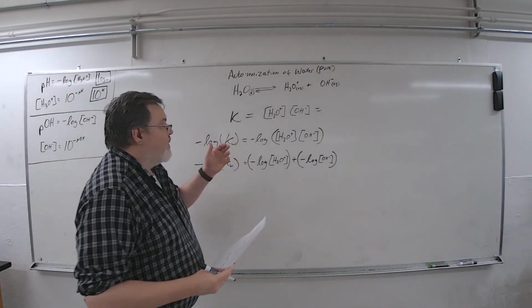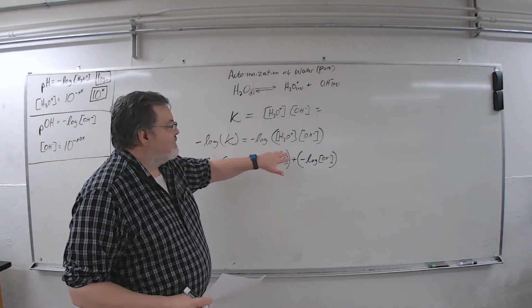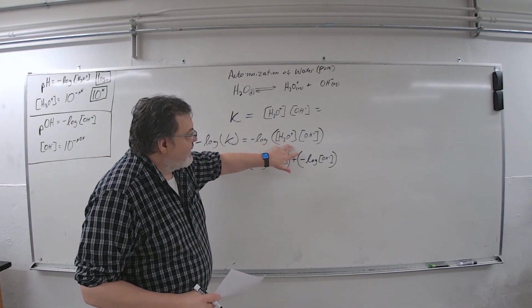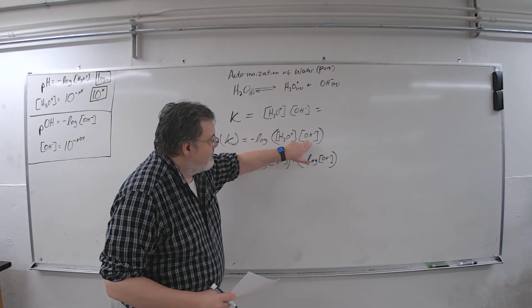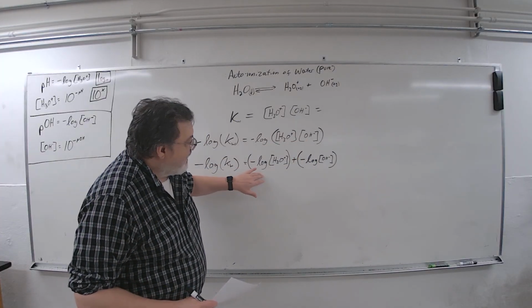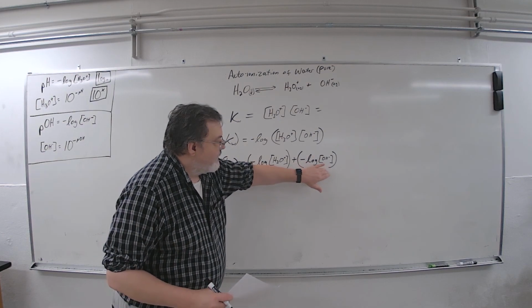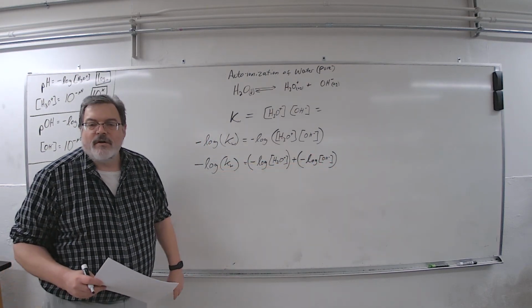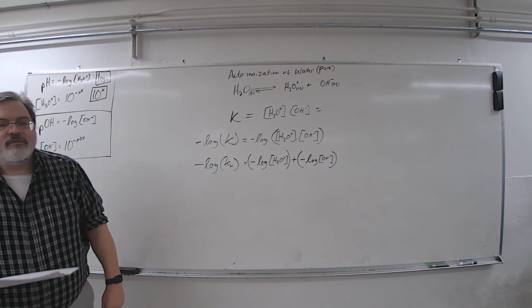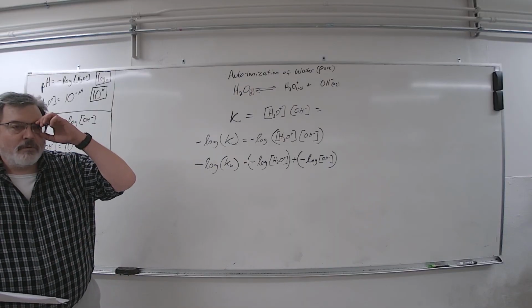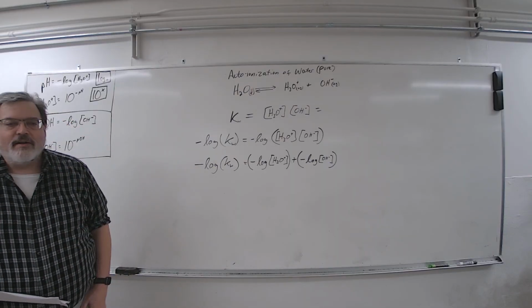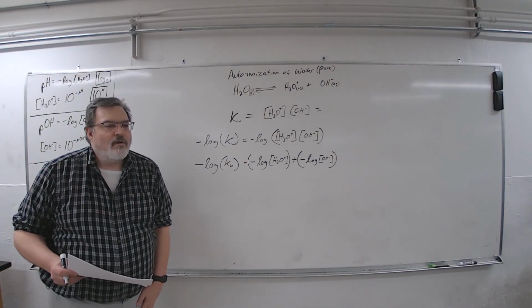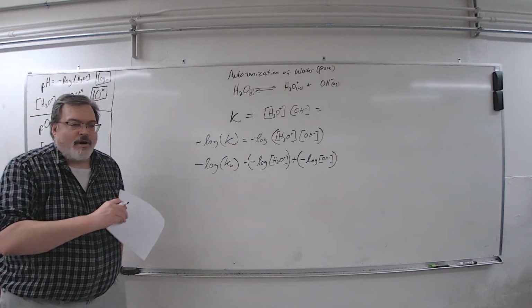Okay. You may or may not remember this as a property of logs: if I have a log of this times this, I can do the log of this plus the log of this. Do you remember that from anywhere? You've seen it before. What class was it in? Calculus? Okay, yeah. All right. So it's that weird part.